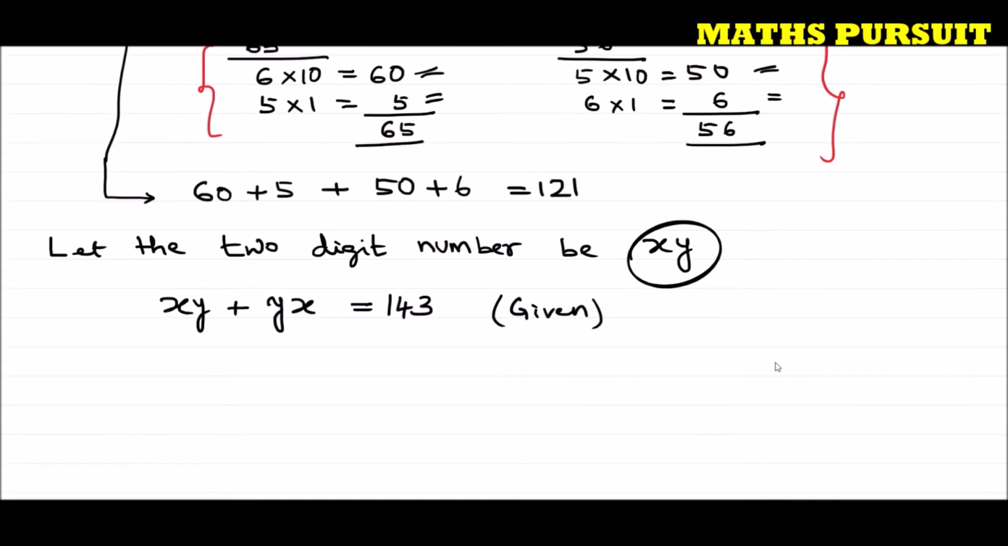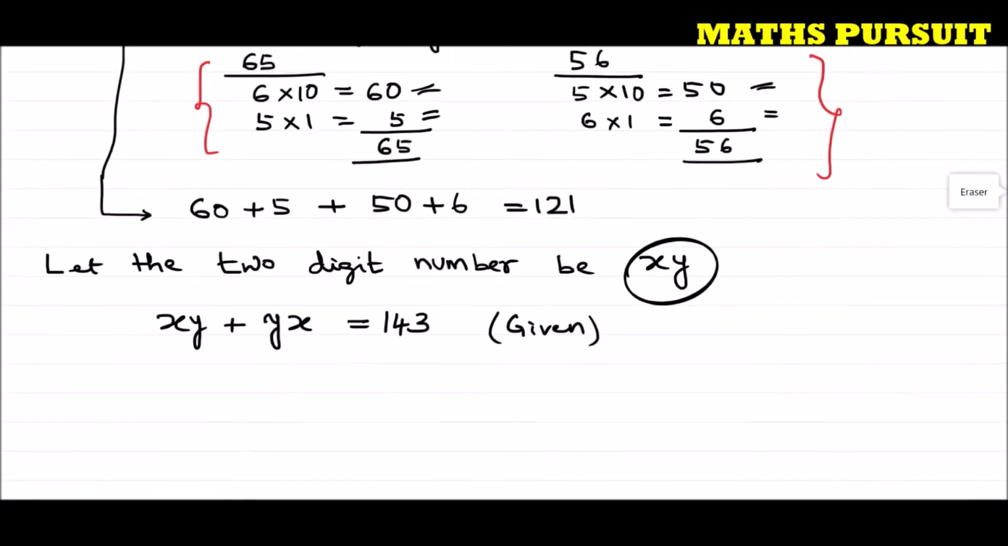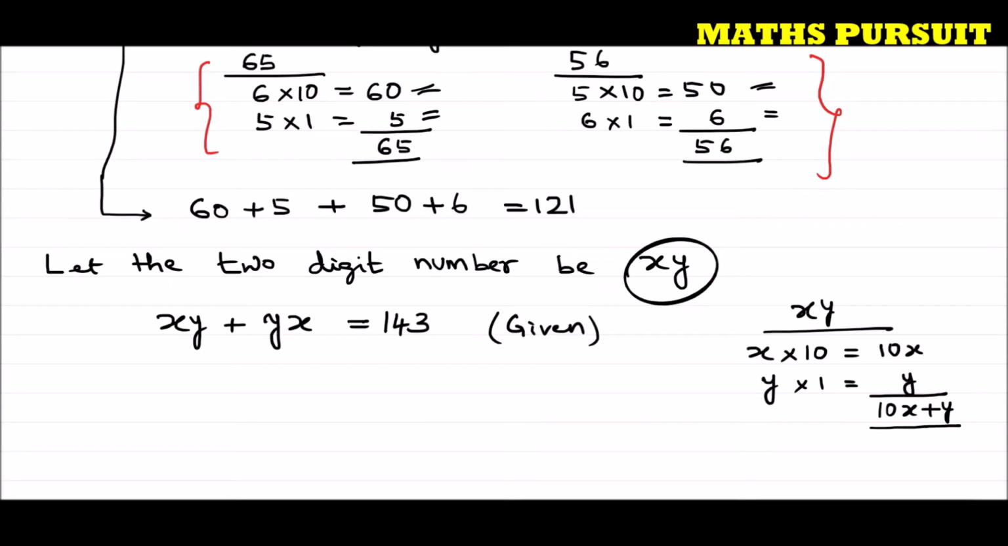So I can write xy as x into 10, because x is in the tens place, that is 10x, and y as y into 1, that is, y is in the units place. So instead of y1 it is y. So that means what we are getting is 10x plus y for xy.